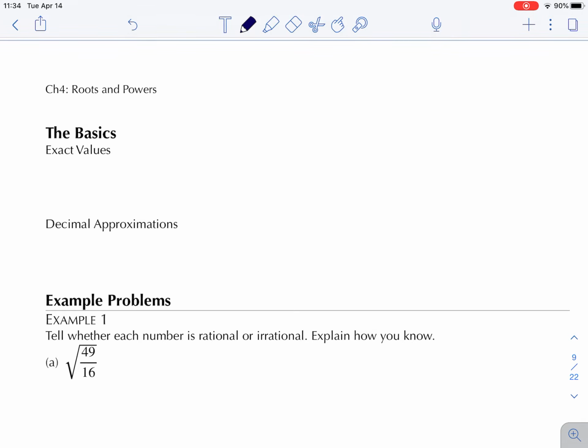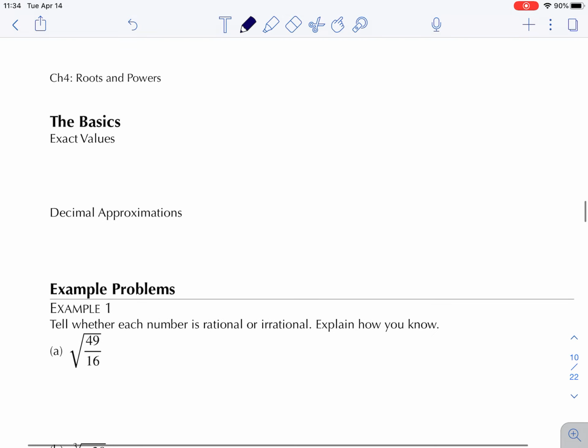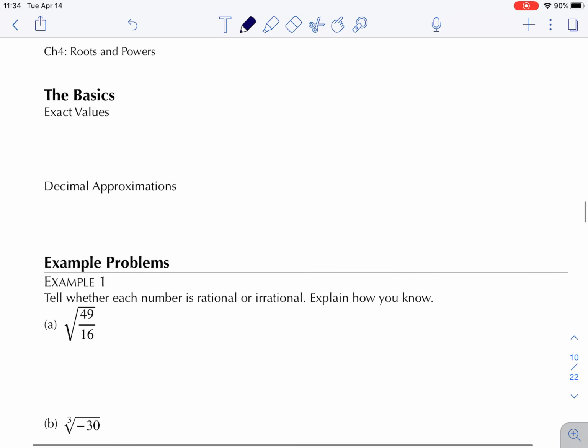Okay, let's take a look at the basics. We're just going to talk again about exact values and decimal approximations, because all radicals have decimal approximations. Some radicals have exact integer values.